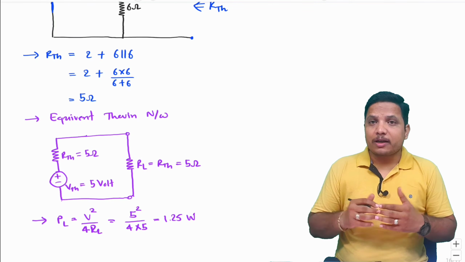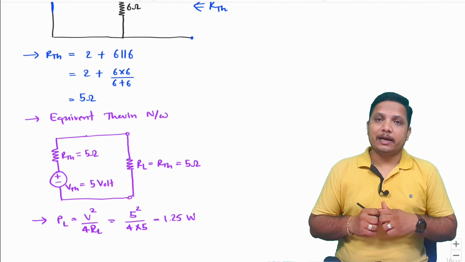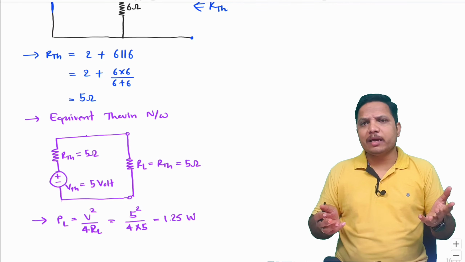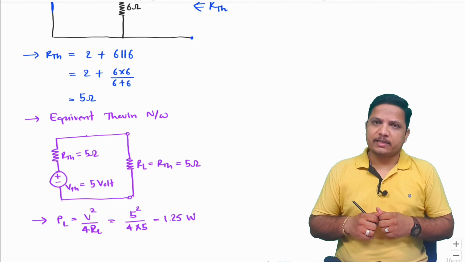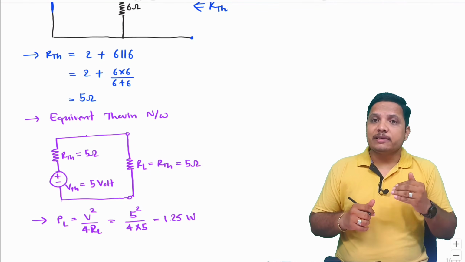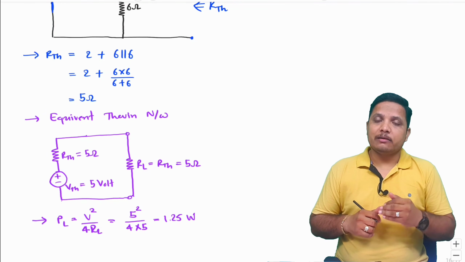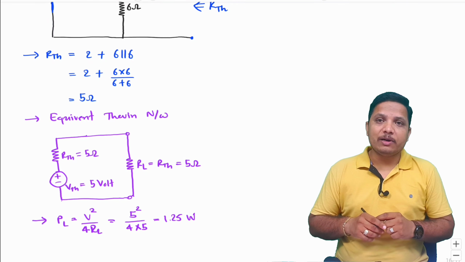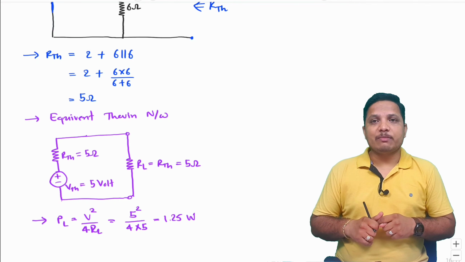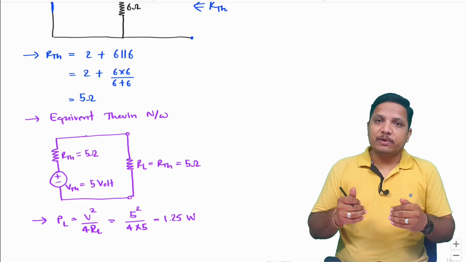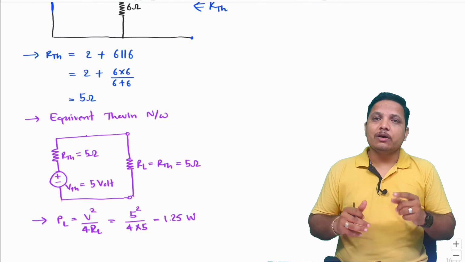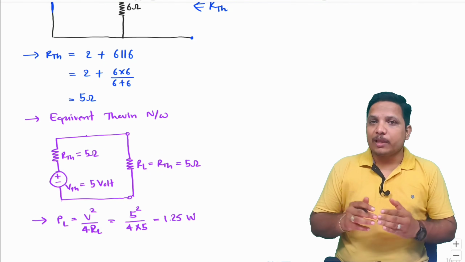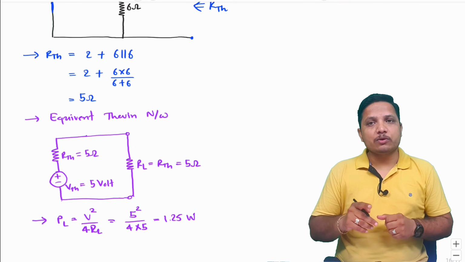Here you can also use Norton's theorem to identify the equivalent network, and then again we can find the maximum power transfer. These are the basic points that you should understand. There will be a little more complexity when a complex network is given for the calculation of maximum power transfer. So in the next video, I will explain how we can solve maximum power transfer for a complex network. I hope you have understood this video.